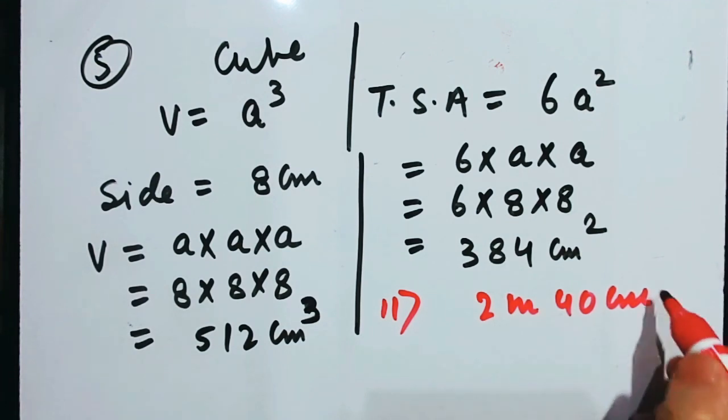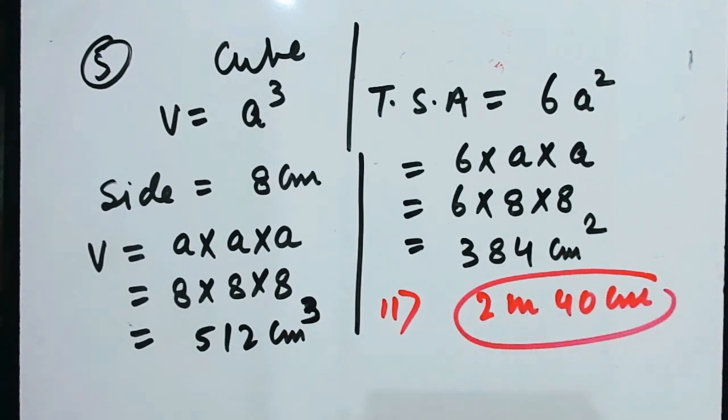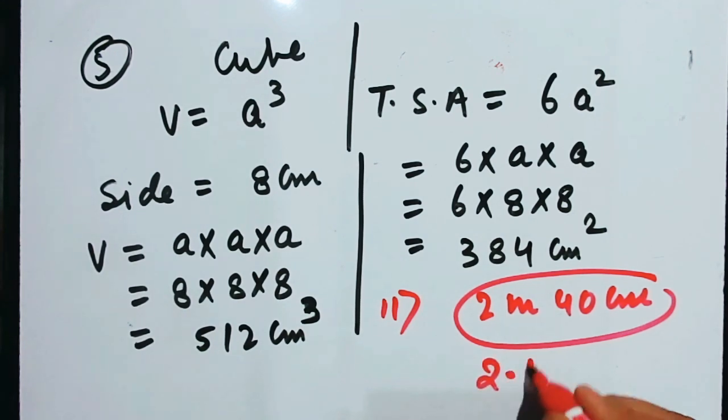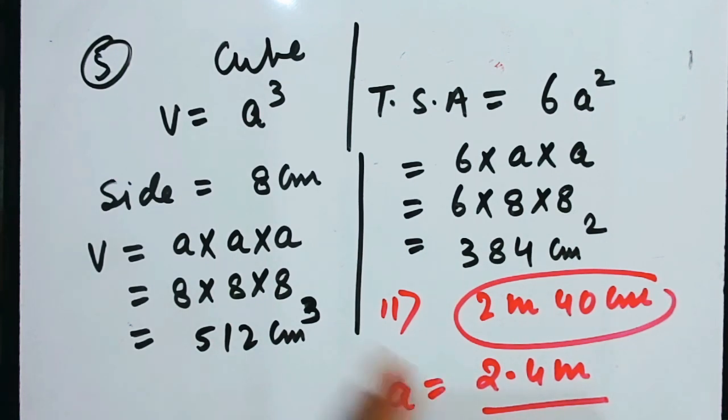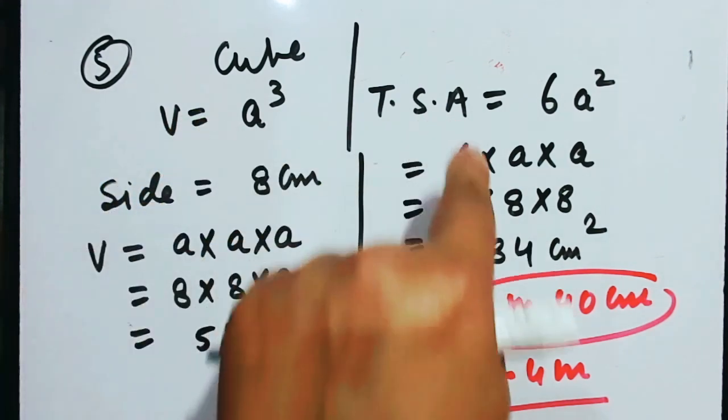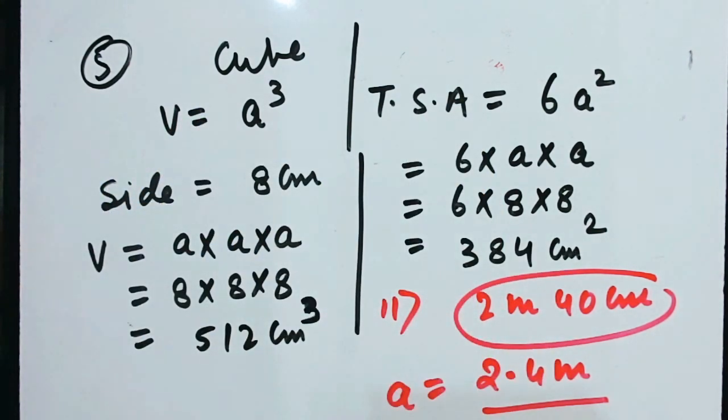Similarly, the second part says the side is given as 2 meter 40 centimeter. So why not convert this into meter? Once you convert it into meter, you will get 2.4 meter. Now if the side is 2.4 meter, naturally you can put it in both of the formulas and find out the exact values which they have been asking for.